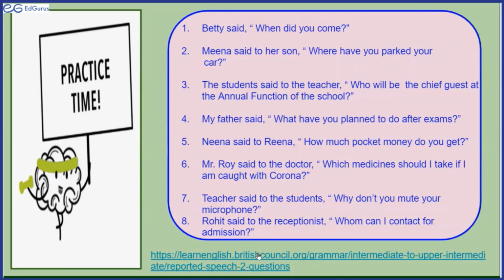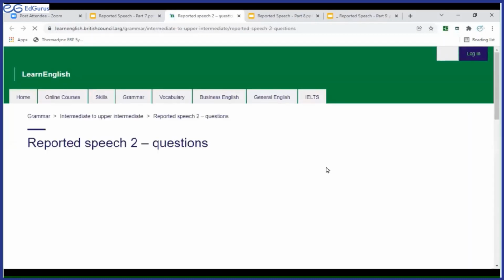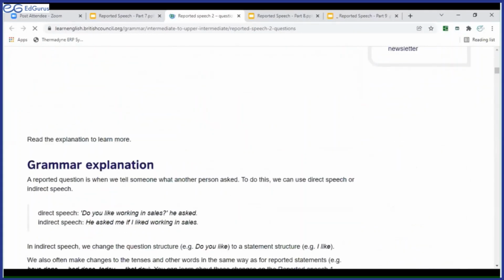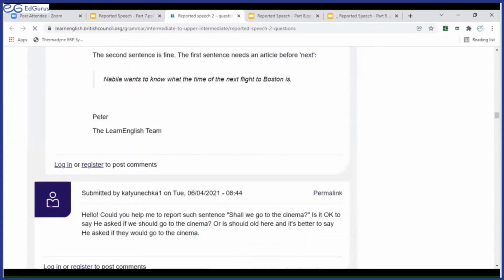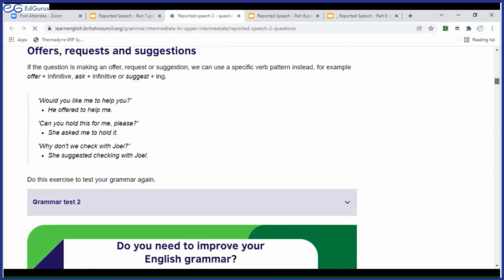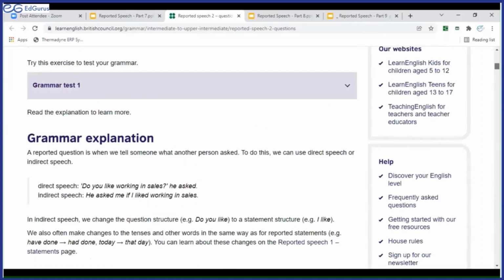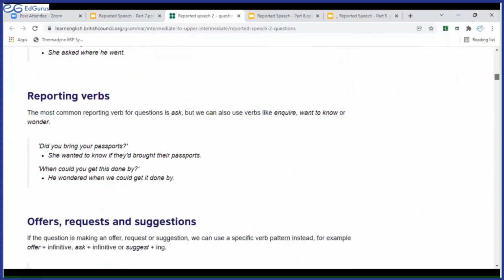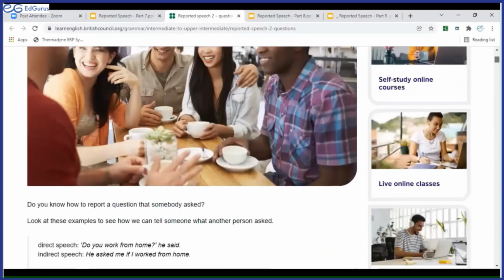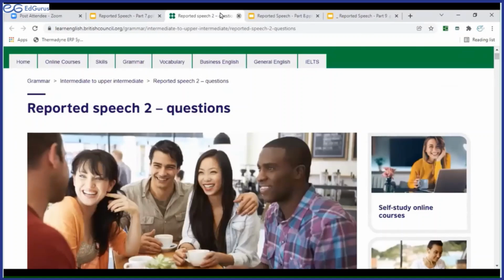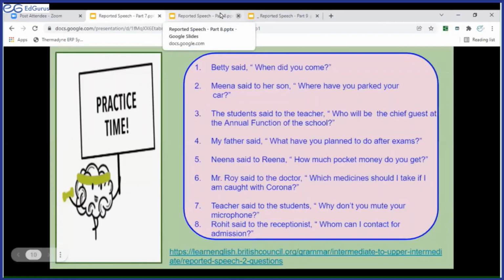Here is the link. I'll just show you, but I would really appreciate it if you do the practice yourself. Then I'll proceed to the next. This is again British Council. I think there are two grammar tests here, grammar test 1 and grammar test 2. Will you do them on your own? So two tests are there. Any other problem?